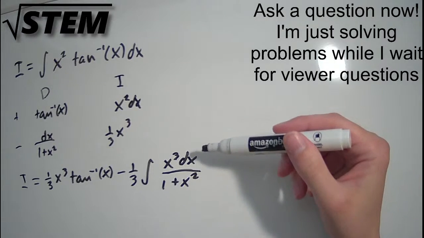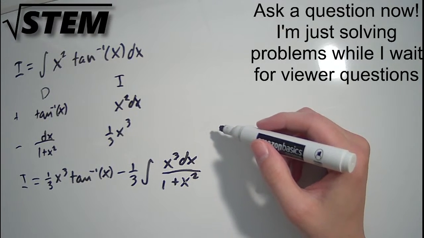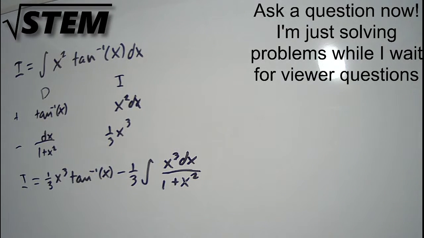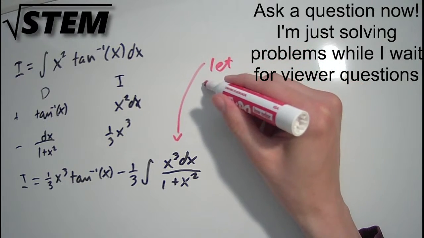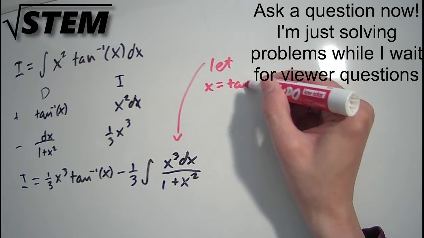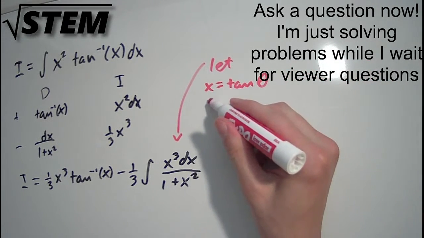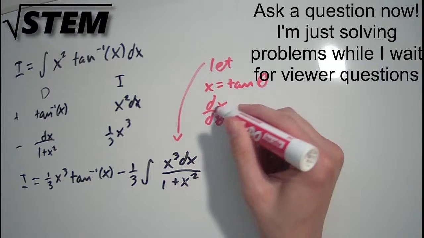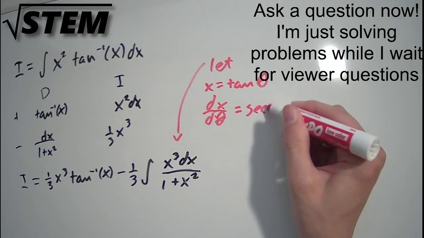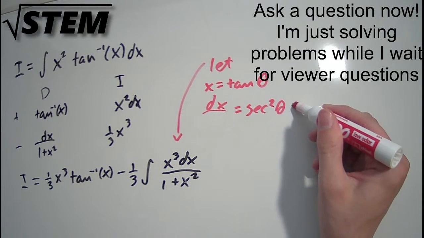I wonder if here we could do anything with a trig substitution. I'm going to do this in red. If we here let x equal tangent of theta, dx d theta would be secant squared. So dx would be secant squared d theta.